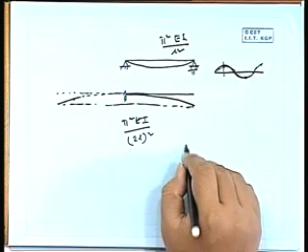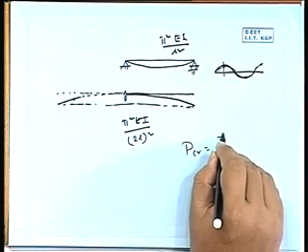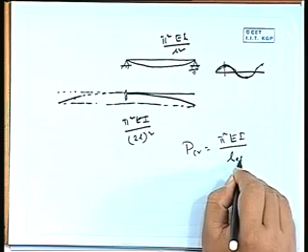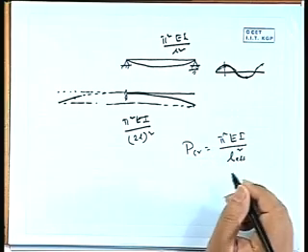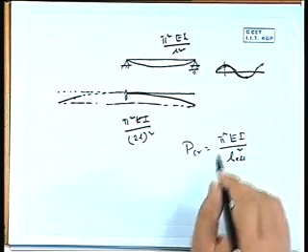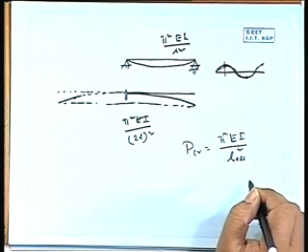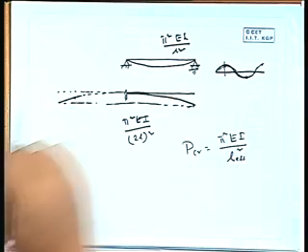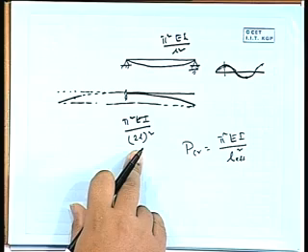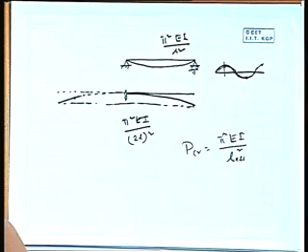So we can write P critical equal to pi square EI by L effective square. So that is the general expression of a critical load. So pi square EI by L effective square. So L effective is equal to L for this case. In that case, L effective is 2L, right. So if we put here 2L, you will get the critical load in that case, right.